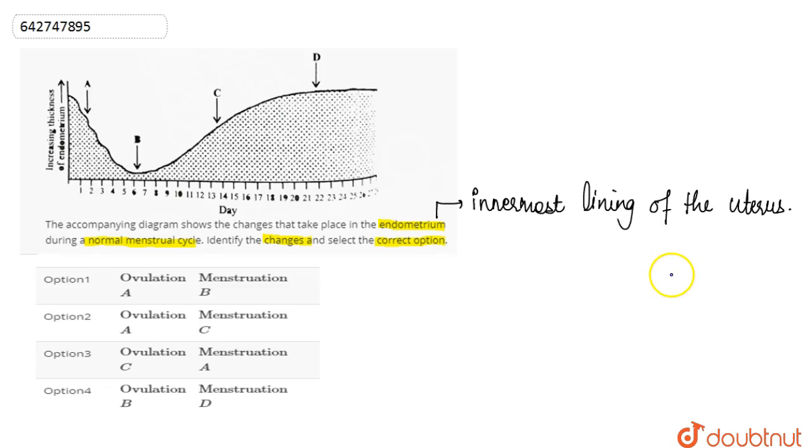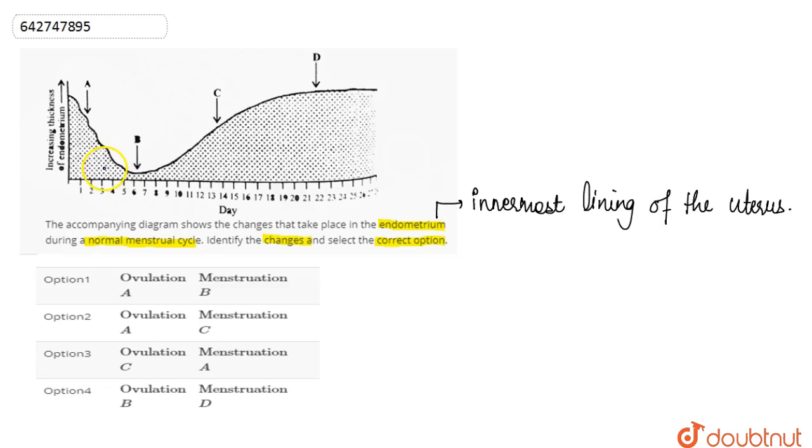So here we are given some events. The first event, that is A, is shown in the graph as per the days: the increasing thickness of the endometrium. So we can say that in the starting, the endometrium is very thick, but its thickness starts decreasing.